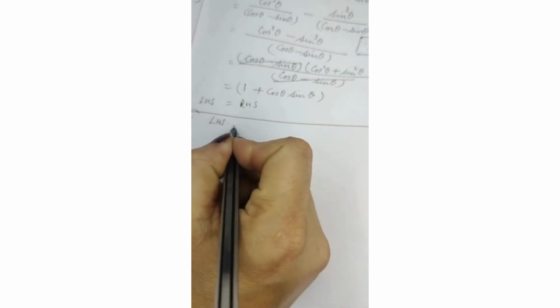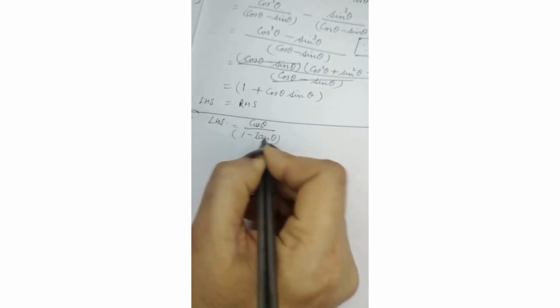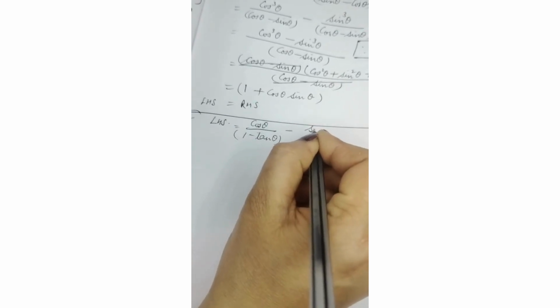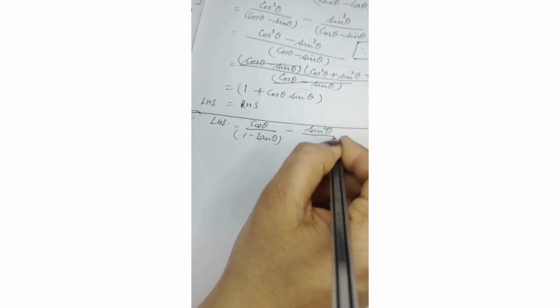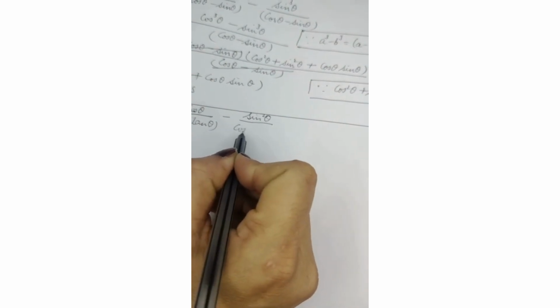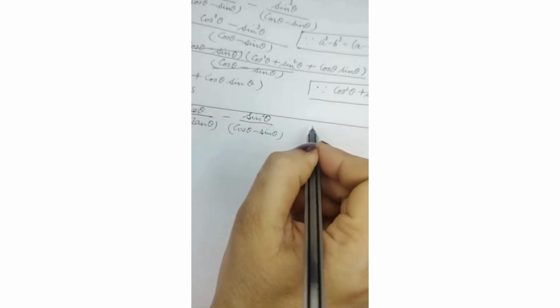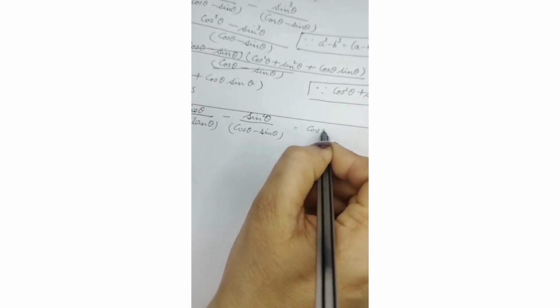cos theta upon 1 minus tan theta minus sin square theta upon cos theta minus sin theta, and we have to prove that it equals cos theta plus sin theta.